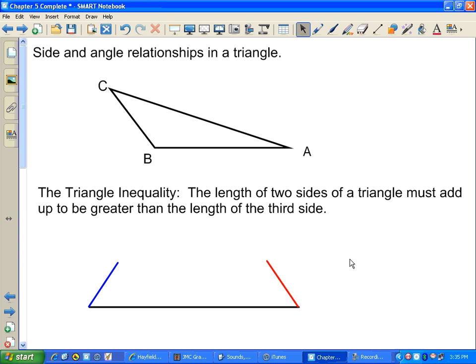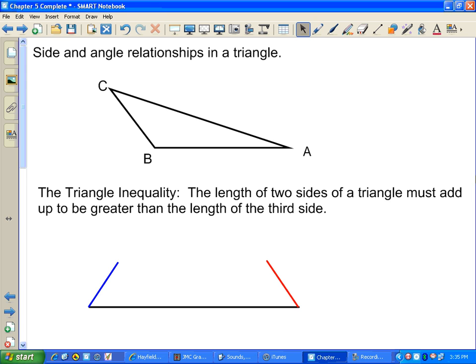Okay, we're going to start looking at possibilities for triangles, because not any three segments are going to form a triangle necessarily, and we want to know when they do and when they don't, and what it kind of means when you do have a triangle, how sides relate to angles and things like that. So we're going to look at just the side and angle relationships first.